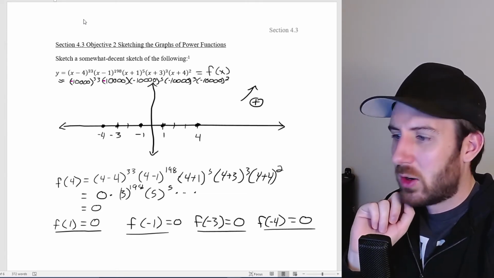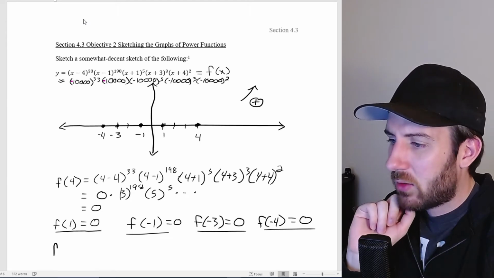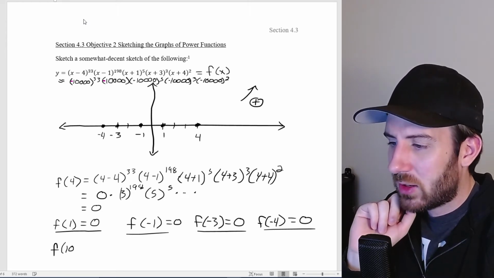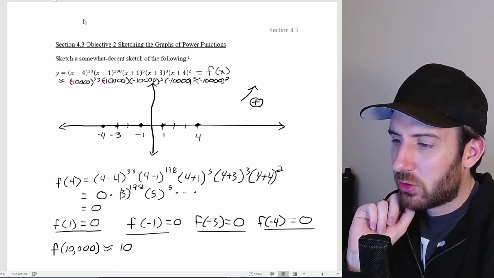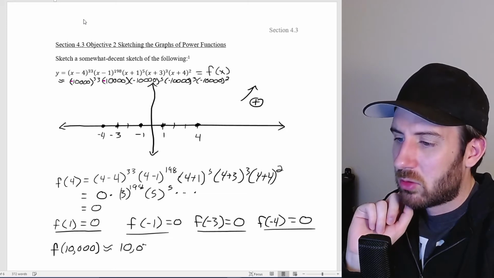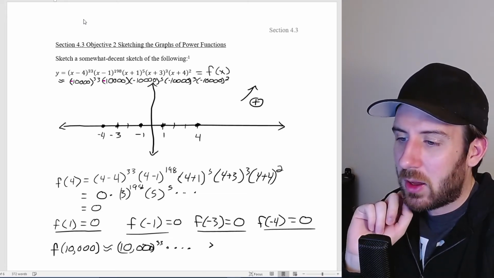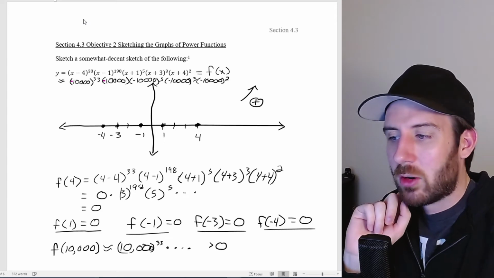Okay. I'm feeling like we're doing a lot of erasing. Maybe we should write down some work. Let's do f of, we did 10,000 first. F of 10,000 we said was pretty close to equal to 10,000 to the 33rd, times... and that just got us something that was positive, something very, very big. So we'll put greater than 0 for sure.